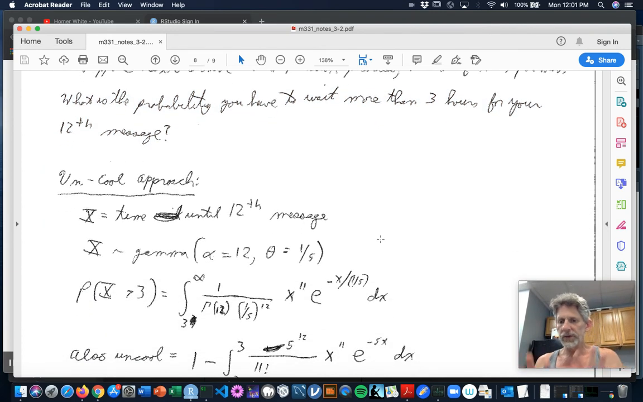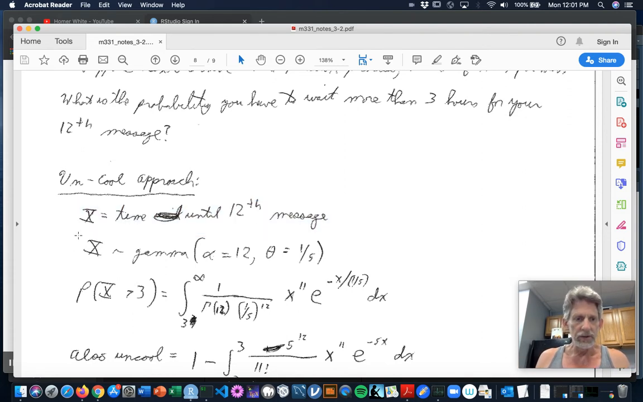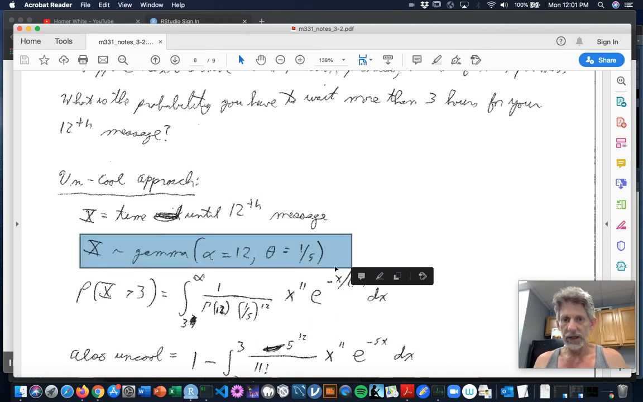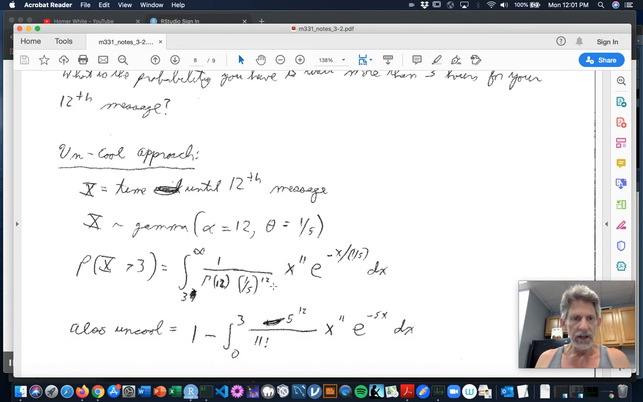So here's an approach that gives a totally correct answer, but I consider it to be kind of uncool. Let's see the approach. So you set up your random variable in a straightforward way. Let X be the time you wait till the 12th message. And so you say, hey, X has got to have the gamma distribution where alpha is 12, and the theta parameter is 1 over the rate, so 1/5 of an hour between messages on average.